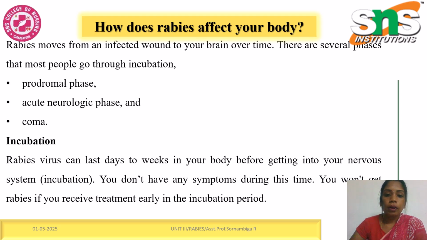Now, the rabies virus directly attacks the central nervous system, including the brain and spinal cord. Early symptoms are non-specific, like fever, tiredness, and some other minor symptoms. But as the infection progresses, severe neurological symptoms begin. What are the neurological symptoms? Confusion, aggression, fear of water, hallucinations and seizures.